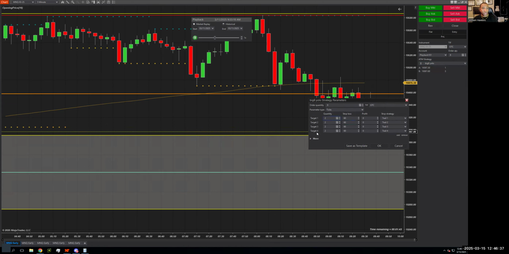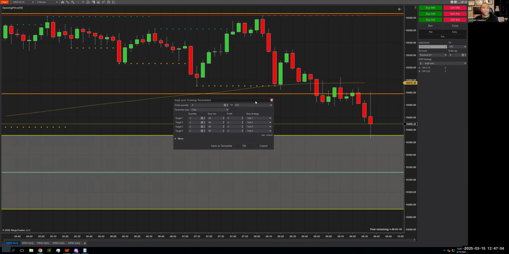So I have four targets of 2 each: 2, 4, 6, 8. That's why it was moving down at different times. It was 8 contracts total, but they moved down at different times because I had them set to move at a different trailing time. This is to make how much? I made 312 on that trade. How many ticks did it move? Let's see.